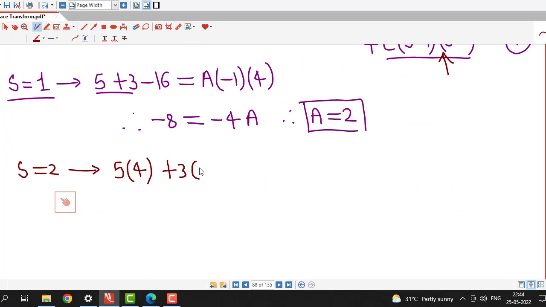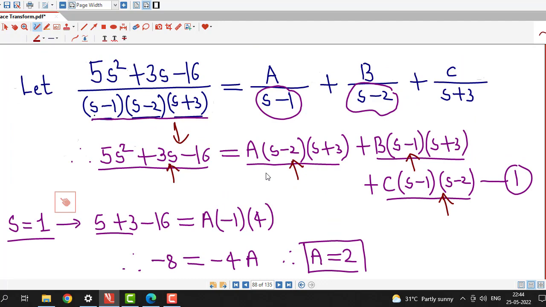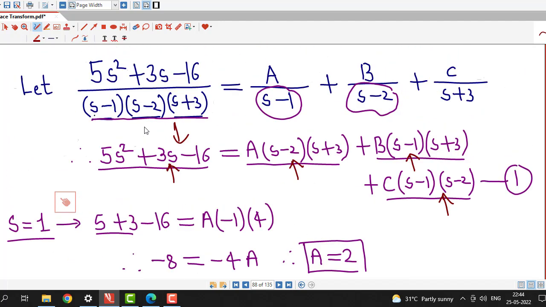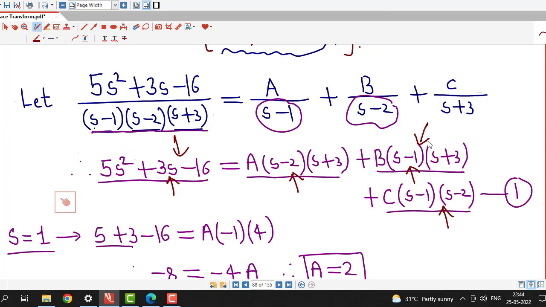Or we can write one more step: we take s equal to 2 in the left hand side, 5 into 2 square plus 3 into 2 minus 16, and here we take s equal to 2.